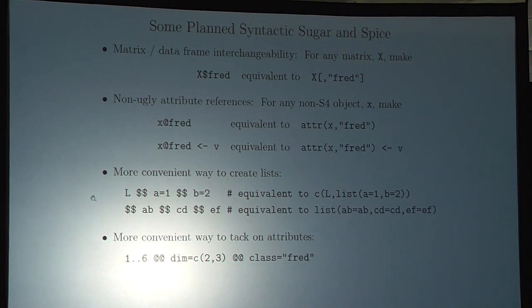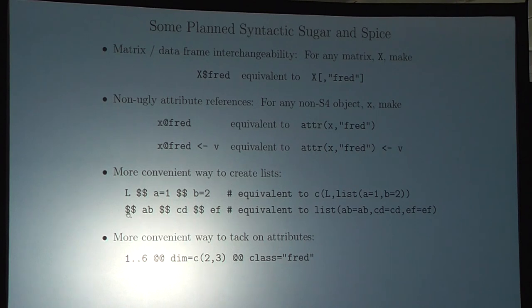It'd be nice to have more convenient ways to create lists. So a double dollar operator as a binary operator could take a list as its left operand, and then something to add to the list as its right operand, which could be a named thing. So L $$ A = 1 $$ B = 2 would be equivalent to c(L, list(A = 1, B = 2)).